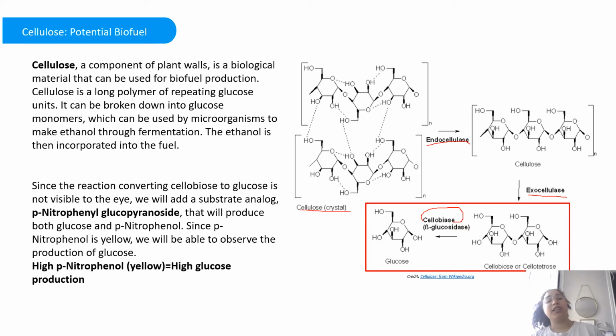However, looking at the product visibly, you can't see it. It's clear, so we can't visually see how much is actually being made. So we use a substrate analog, p-nitrophenyl glucopyranoside. This substrate analog will produce both glucose and p-nitrophenyl, and p-nitrophenyl is yellow. The more yellow the product is in the microplate, the more glucose is being produced. That's what we're going to be looking at today.